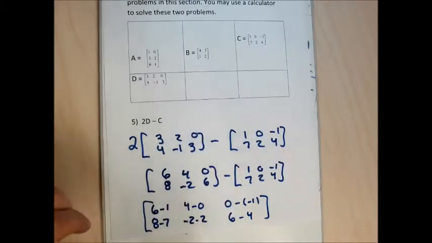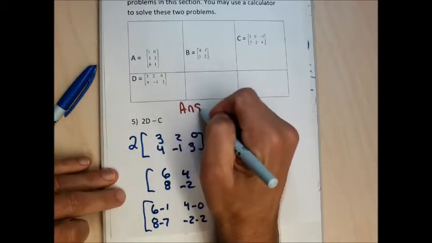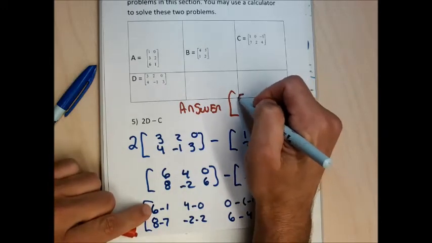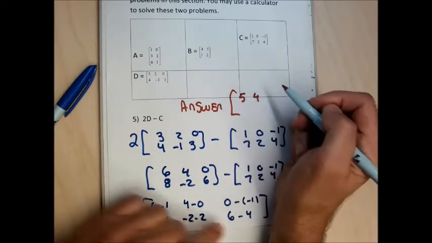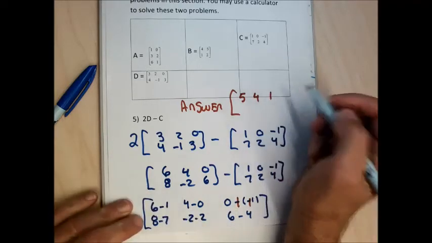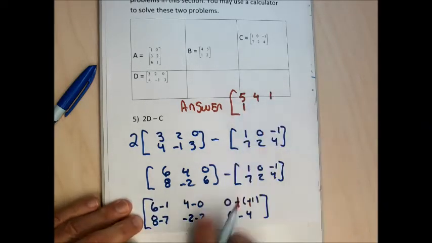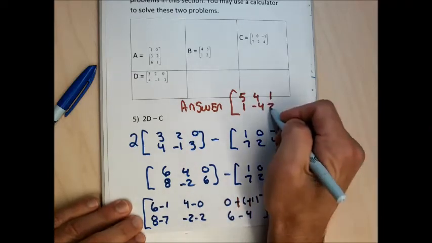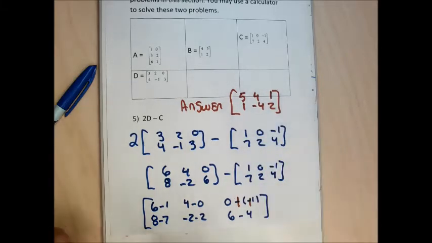My answer, I'll just do it in a different color so we can see it better. My answer, 6 minus 1 is 5, 4 minus 0 is 4. This double negative turns positive, so I get 0 plus 1, which is 1. 8 minus 7 is 1. Negative 2 minus 2 is negative 4, and 6 minus 4 is 2. That's all there is to do for that.